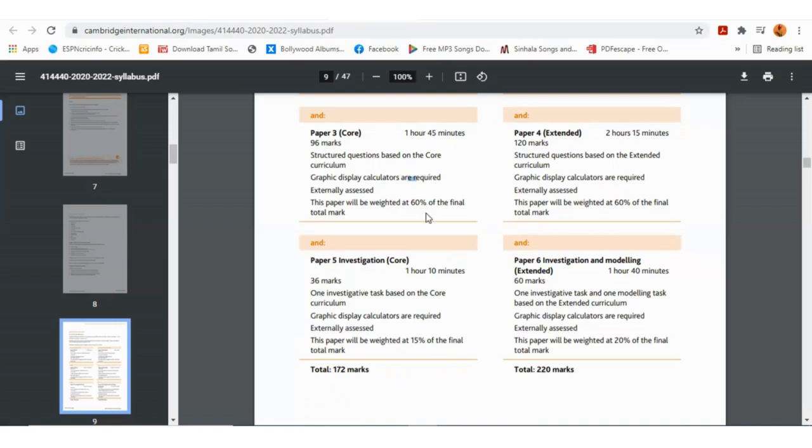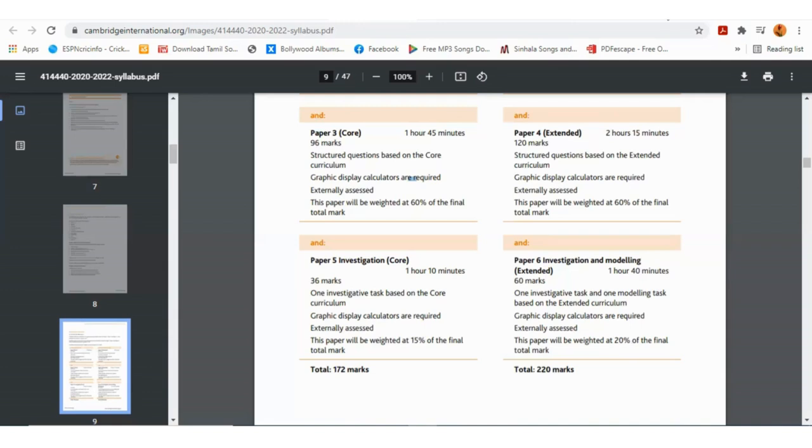But what we didn't have in the previous syllabus is the existence of paper 5 or paper 6. Paper 5 is an investigation paper, with a separate hour for that. And paper 6 is investigation and modeling, and it is given 1 hour 40 minutes, so basically half an hour extra compared to paper 5. Importantly, graphic calculators are used. The weightage is 15% and 20%. But this investigation and modeling paper might be a new ball game for not only students, but for us as teachers as well. You might not have seen it or heard of it.